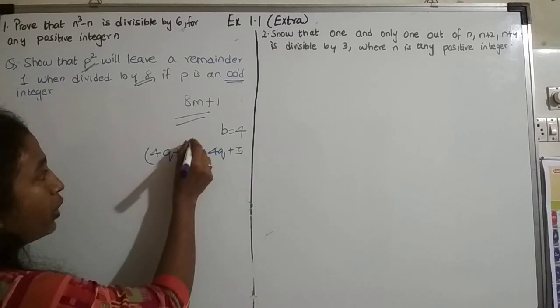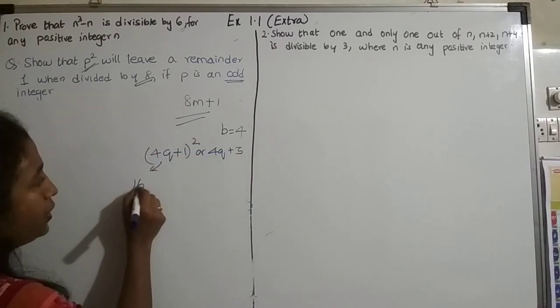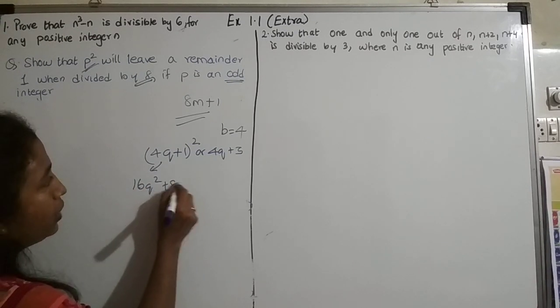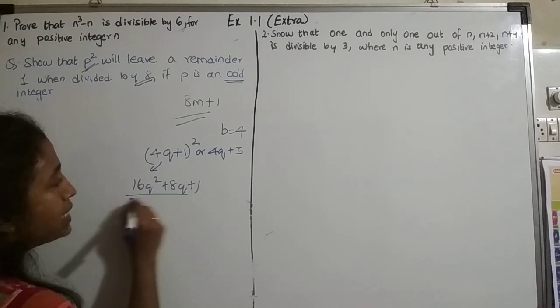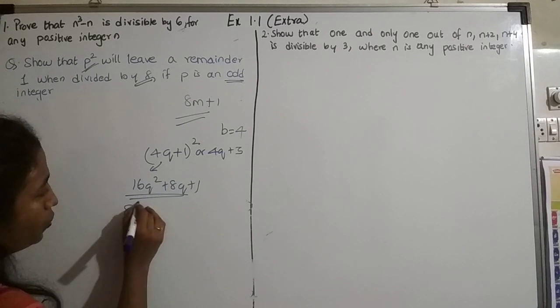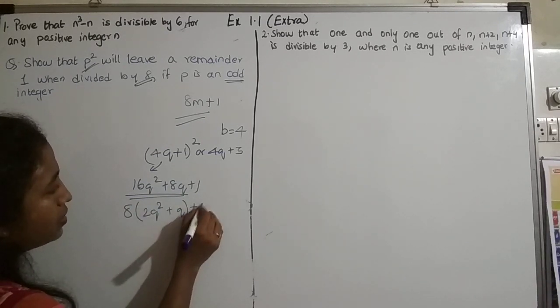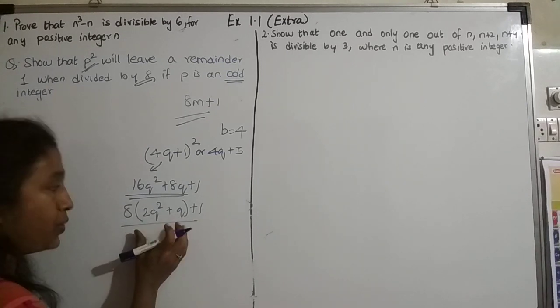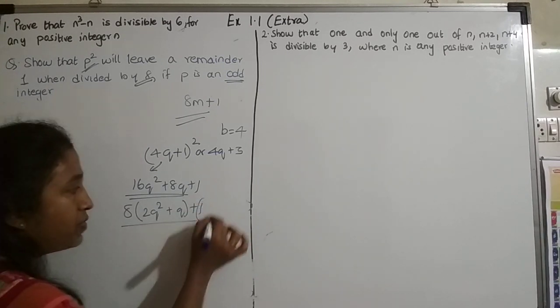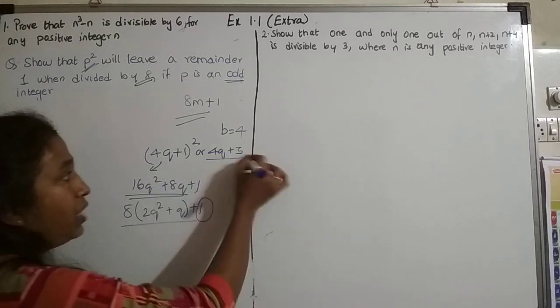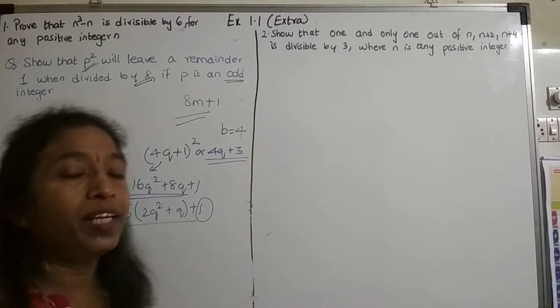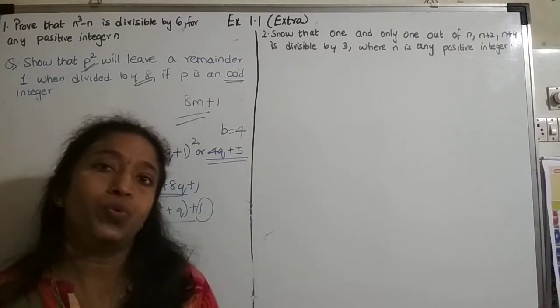If I take the square of this, what do I get? I get 16q square plus 8q plus 1. This can be written as 8 into (2q square plus q) plus 1. So this is in the form of 8 into something plus 1, so it leaves a remainder 1. Similarly, if I take the square of the other, you will also get the format 8 into something plus 1.